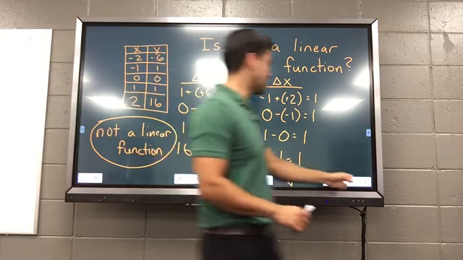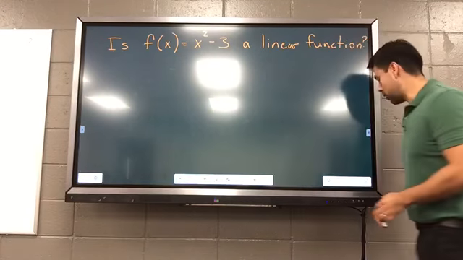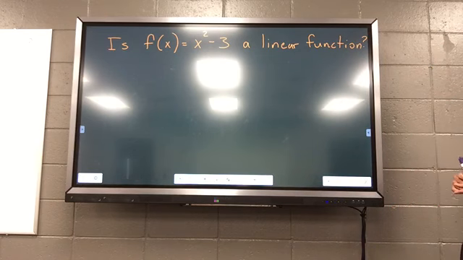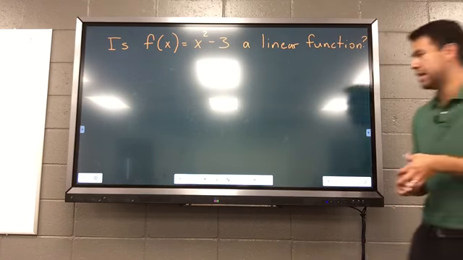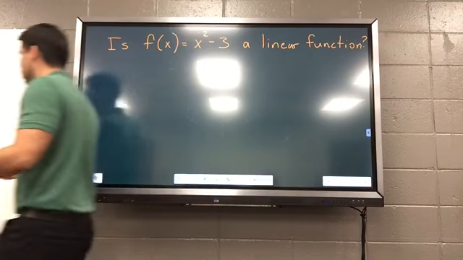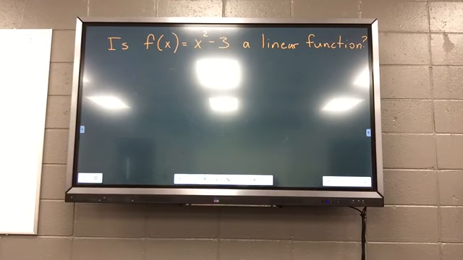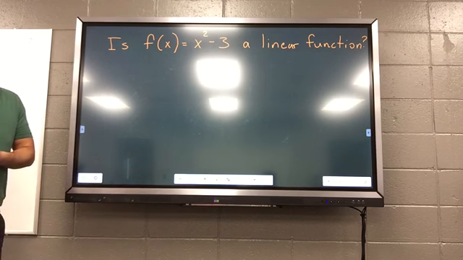Okay, let's do another one here. The question is f of x equals x squared minus 3. Is that a linear function? Maybe we have to answer a few pre-questions before we can get to the real question. What is f of x? Is that x to the second?